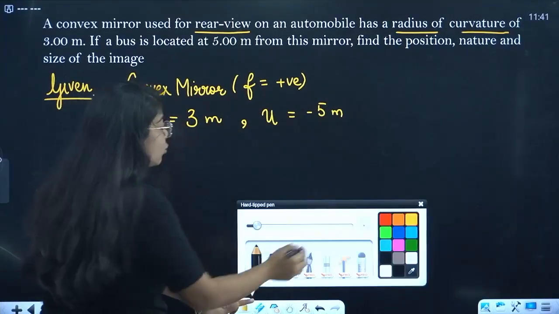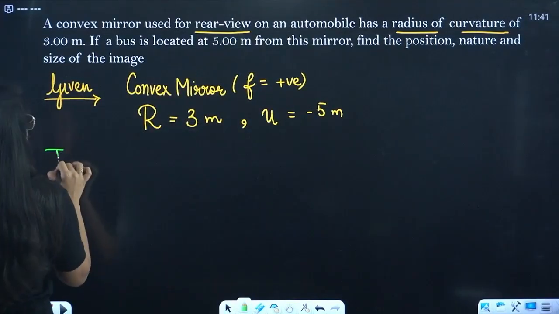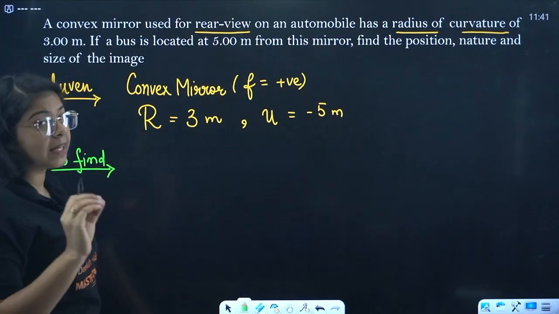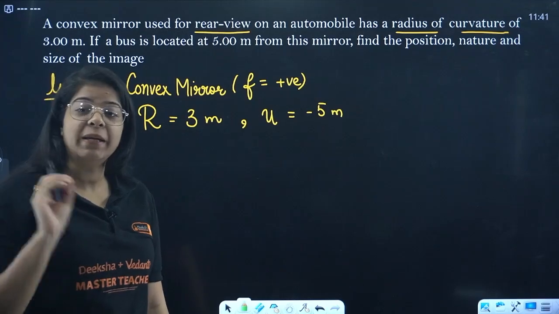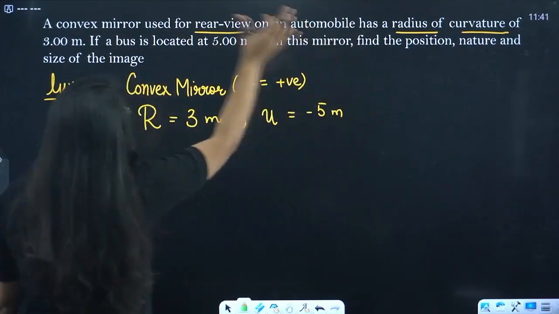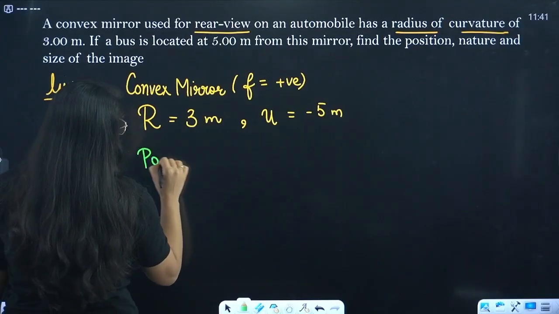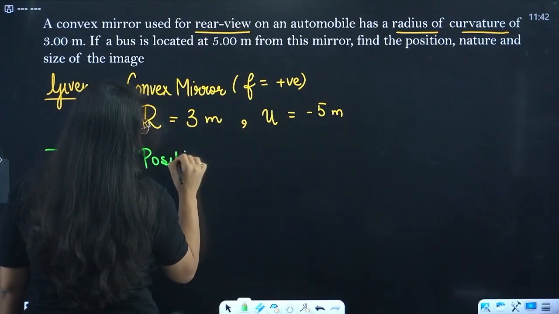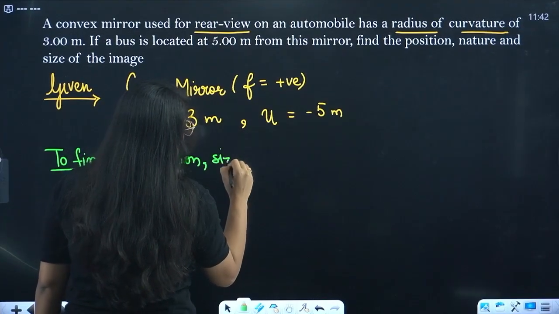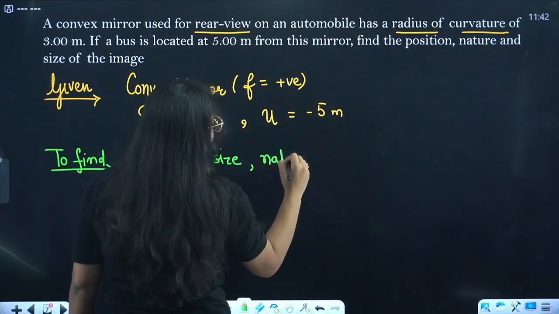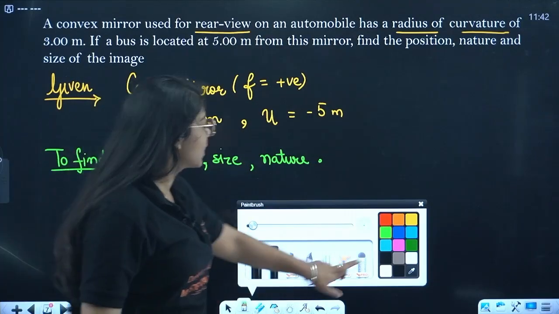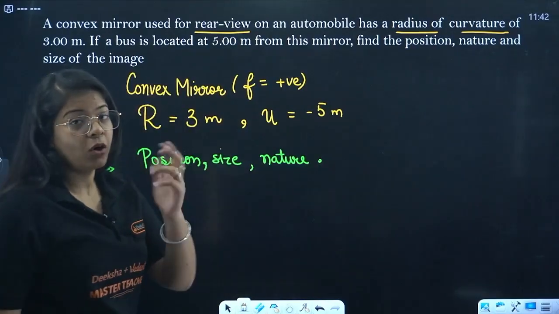Now we have to find... what do we have to find? See, we are writing everything in a perfect manner and you are studying how to present in the paper as well, in your PTs as well. So do not forget. Now, what do we have to find? We have to find position, nature and size of the image. We have to find the position, the size, and the nature of the image. Very easy. Let's see if you think it's easy now or not. Now we'll move on to the solution.